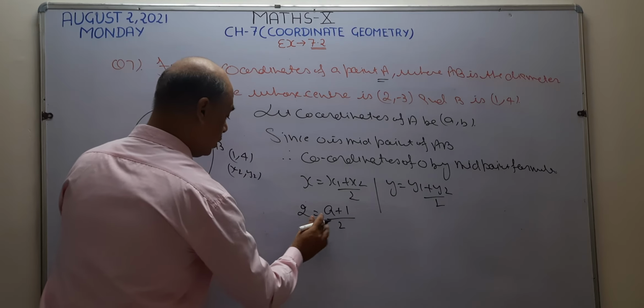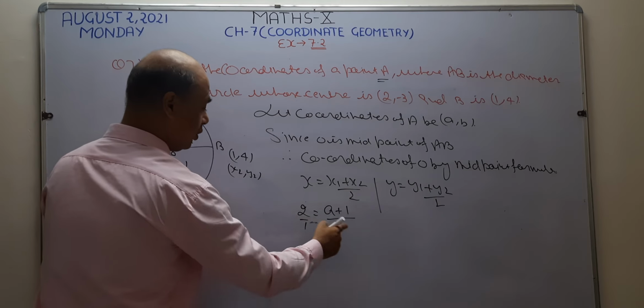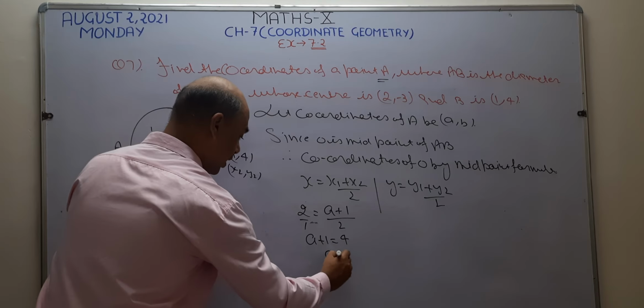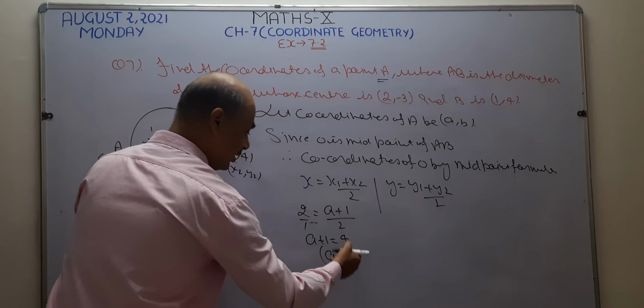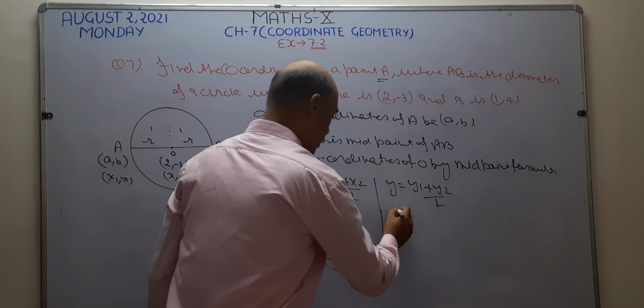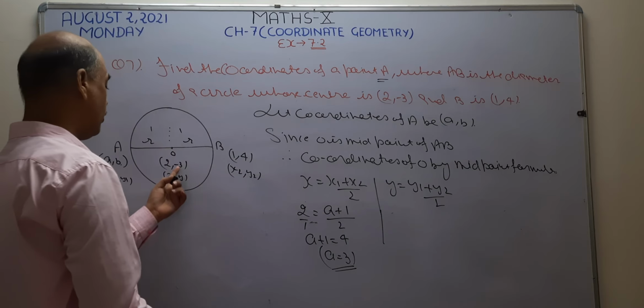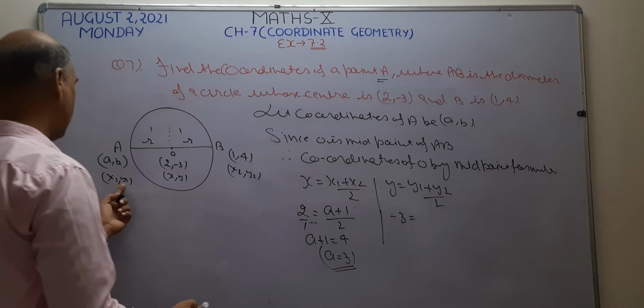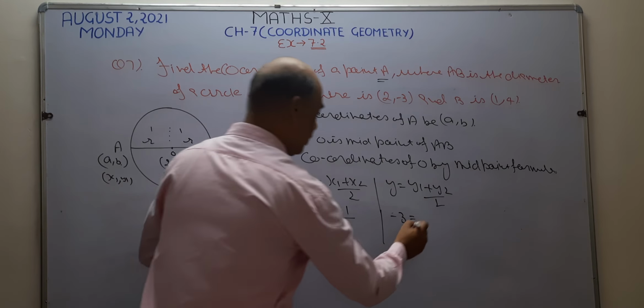Now I write 1 here. Taking cross multiplication, this becomes a plus 1 equals 4. So the value of a becomes 3. 4 minus 1 equals 3. Now I want to solve the second part. In y, the value of y is already given. So right here minus 3. What is y1? This is your y1. y1 becomes b. Right here b.